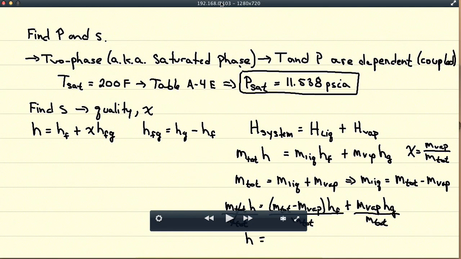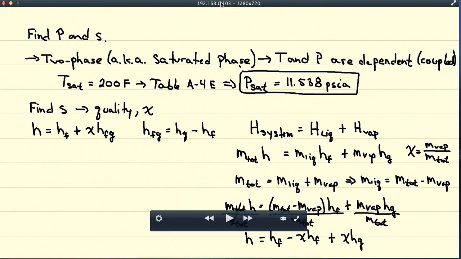Okay, and then here we have M total divided by M total times HF. So then we're left with just HF right here. And then we have M vapor divided by M total, which is the quality. So this is minus the quality times HF. And then we have plus mass of vapor divided by M total, which is also quality, and so times Hg, so we have plus quality times Hg.